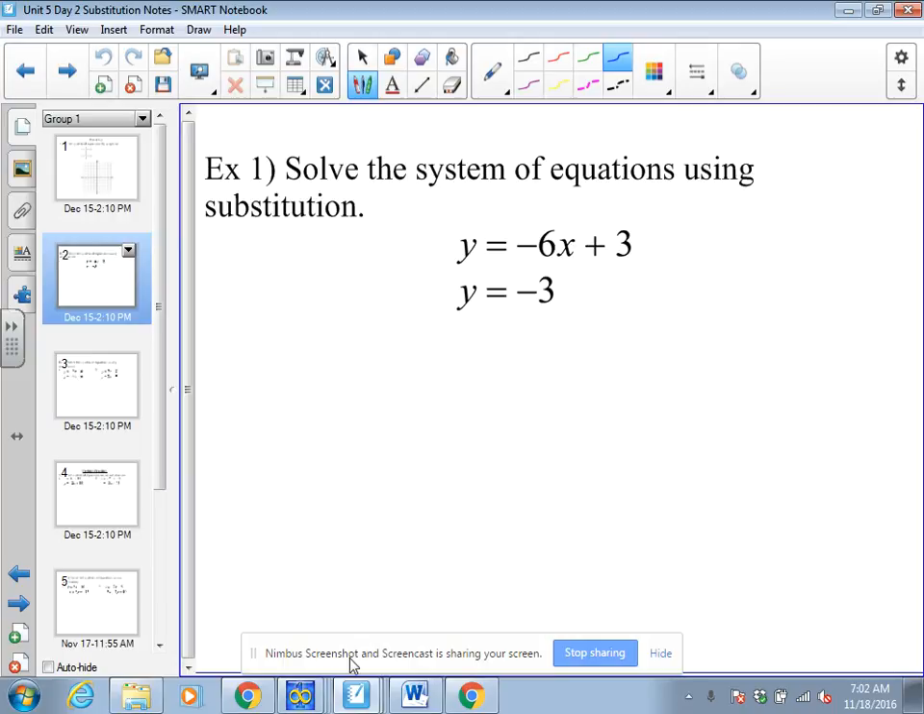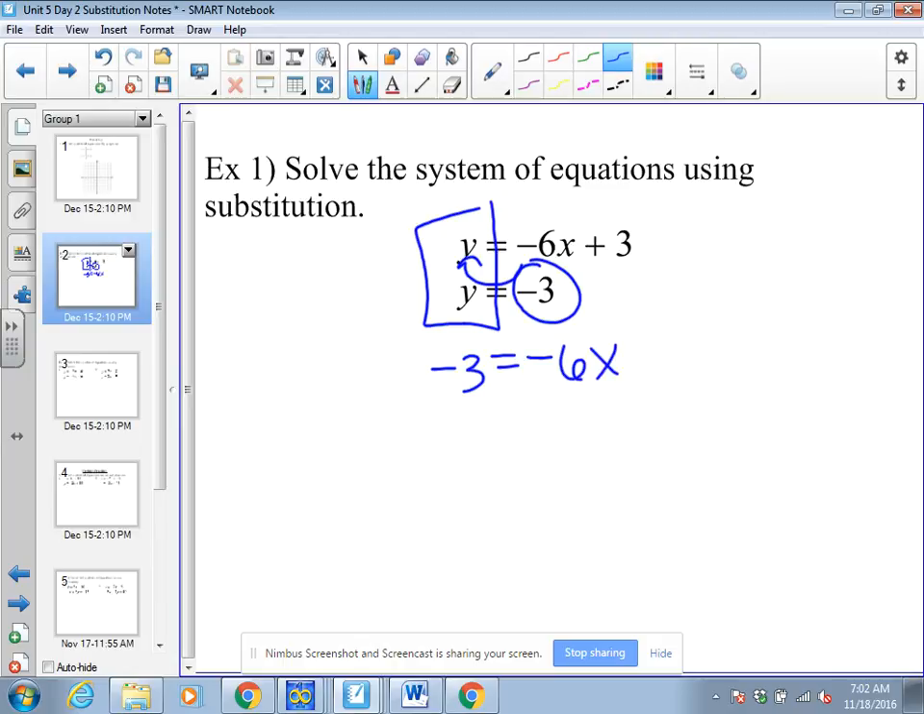So you'll notice y equals negative 6x plus 3, that's slope-intercept. This is a horizontal line, but we're still going to use it. These are both equal to y. So that means I can substitute in negative 3 for y in my other equation. That's legal because they're equal to the same thing. So I'm going to write one equation now, and I'm going to plug in negative 3 for y, my first equation. So I have something like this. Negative 3 equals negative 6x plus 3.